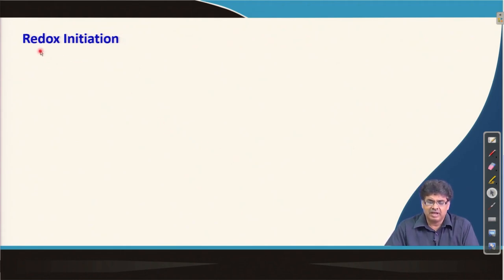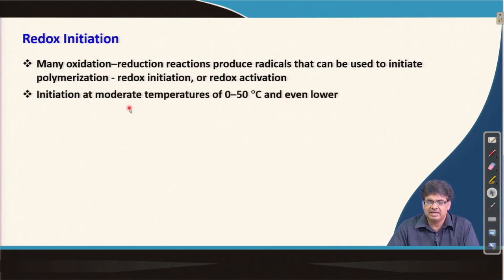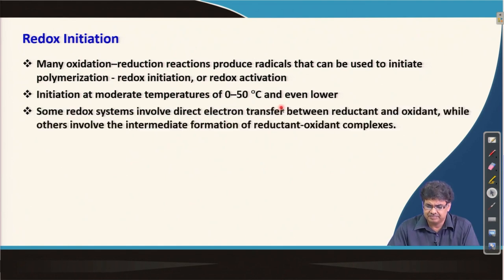Now after going through the initiation by thermal mechanism, there are other mechanisms for initiation, for example, redox initiation. I'll go a little fast in this because I said in the beginning that the thermal initiation method is the most used method in both industry and academia. In many oxidation reduction reactions, radicals are produced that can be used to initiate a polymerization reaction, and we call that process redox initiation or redox activation. The advantage is that this initiation can take place at moderate as well as lower temperature.